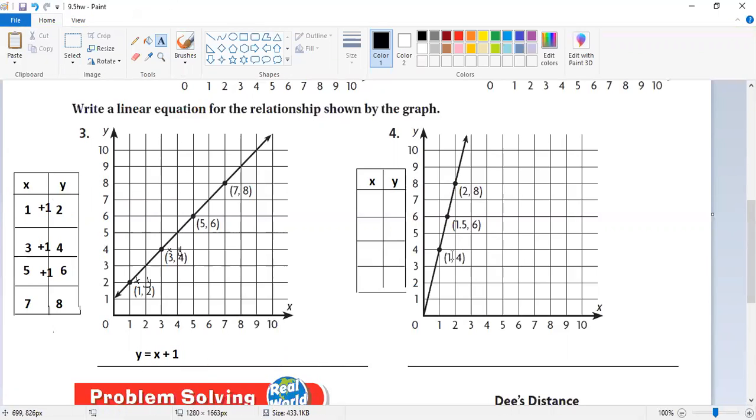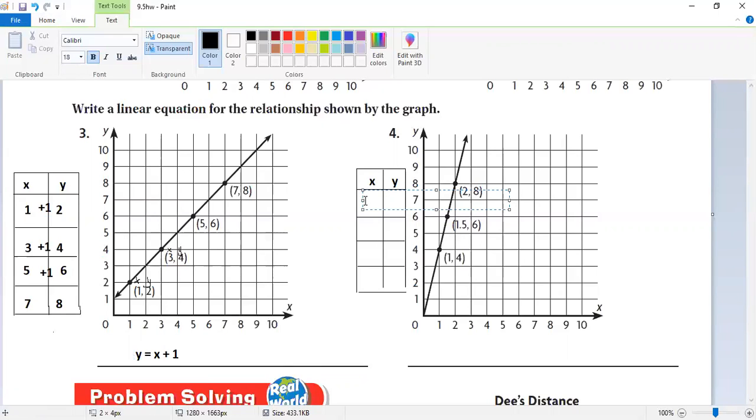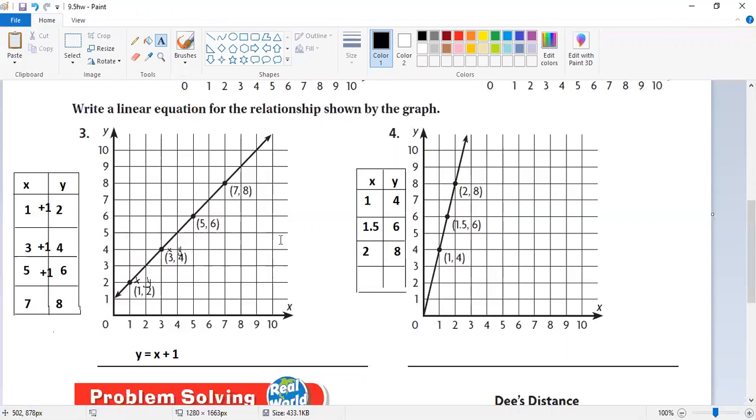Okay, now moving on to the second one, question number 4. Here we just have 3 coordinates or 3 ordered pairs. So when x is 1, y is 4. When x is 1.5, y is 6. When x is 2, y is 8. I hope you all have written x and y on top of the numbers, so that it will not be difficult for you to understand.